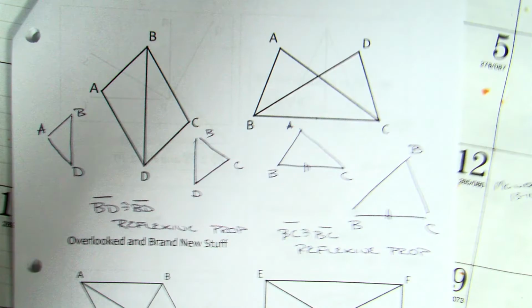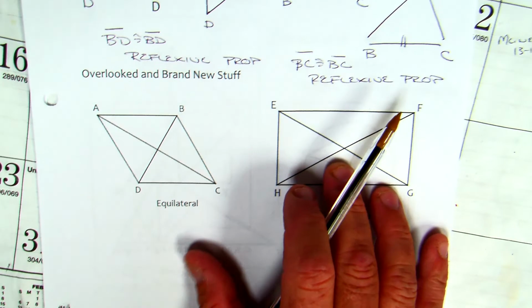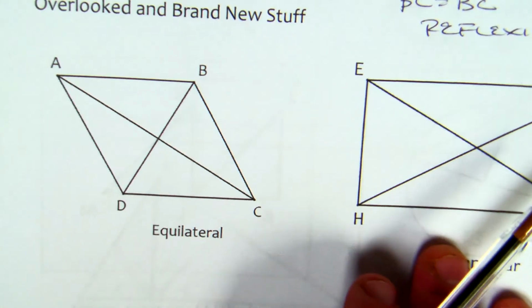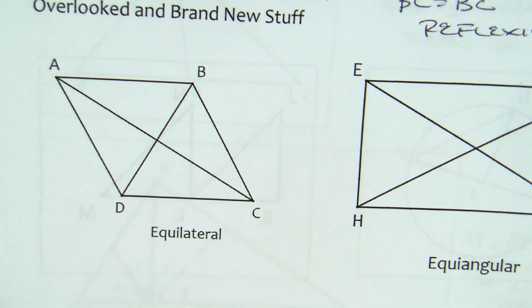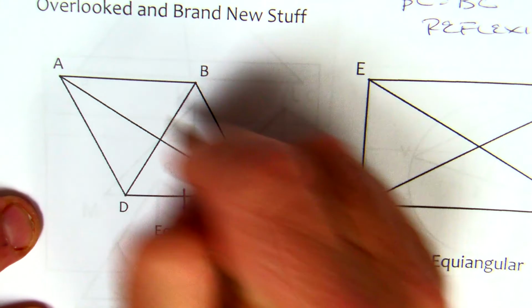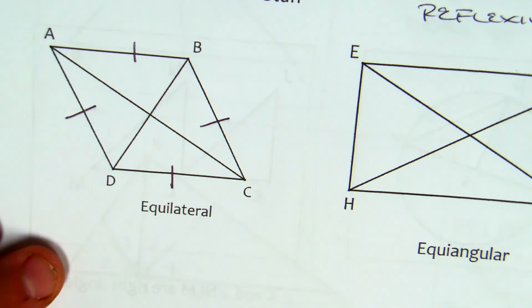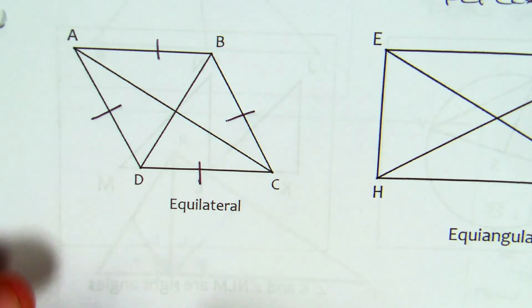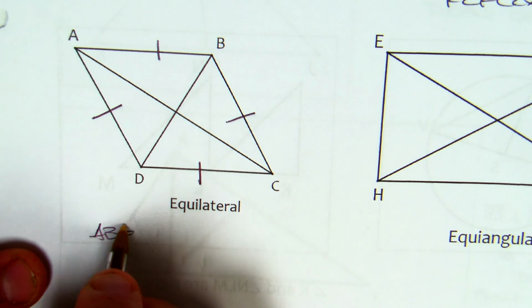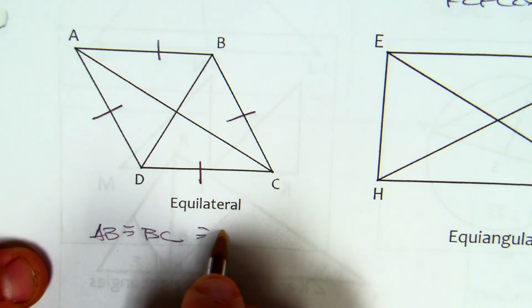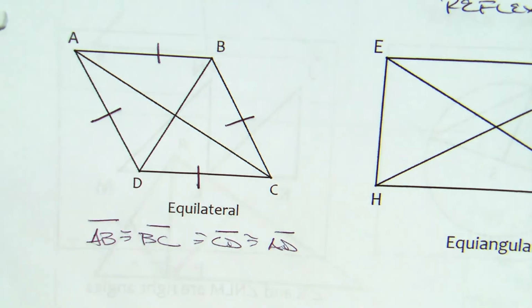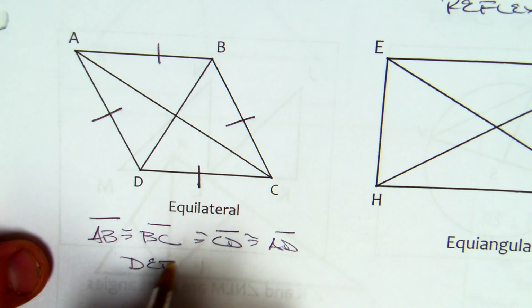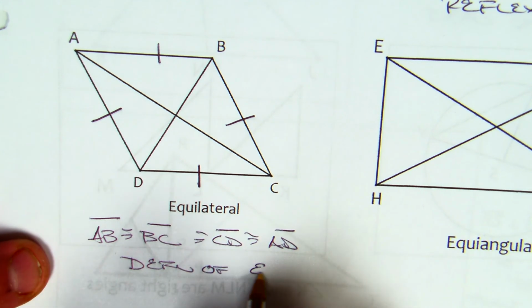All right, overlooked and brand new stuff. So let's see what we know. Some vocab. Anybody think they know what equilateral means? All sides are congruent. I understand what you mean by the same, but eventually we're just going to translate. So we could say AB is congruent to BC, congruent to CD, congruent to AD. Is that a vocabulary term, you think, equilateral? Yes, so the reason would be definition of equilateral.